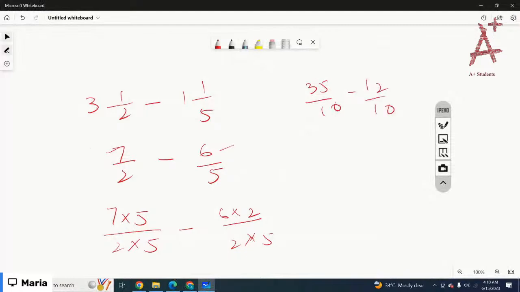Now they have like denominators, so you can just subtract them. 35 minus 12 is 23 over 10. Got it? When you divide, it would be 2 whole 3 over 10. The correct option is 2 whole 3 over 10. Got it?